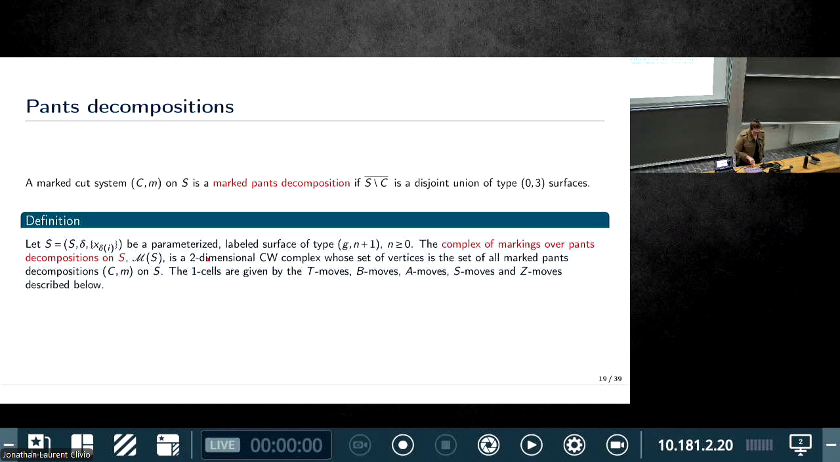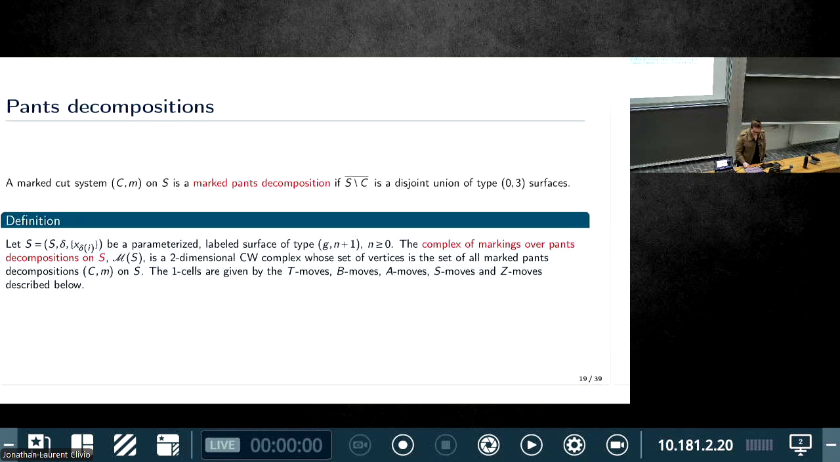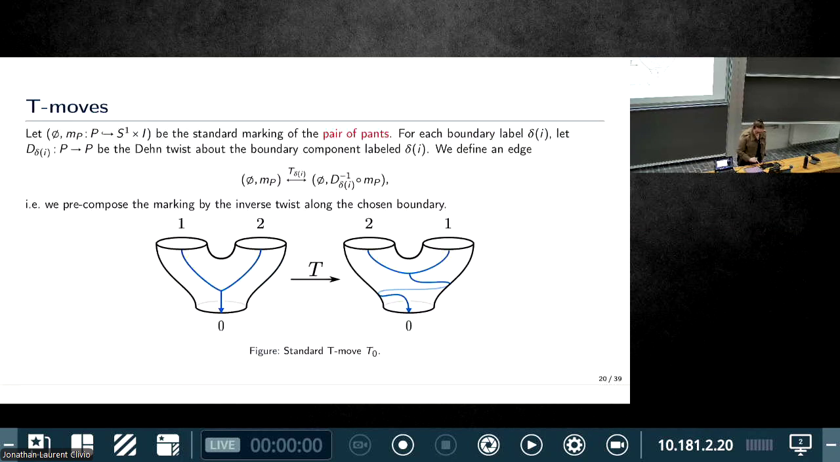So this is going to be a 2-dimensional CW complex. The vertices are the set of all marked pants decompositions on S. So all trivalent trees that decompose S. And the one cells are given by a bunch of edges that I'm going to show you. Some of them will be the obvious ones, like Dehn twists, which are called T moves in the paper we were using.